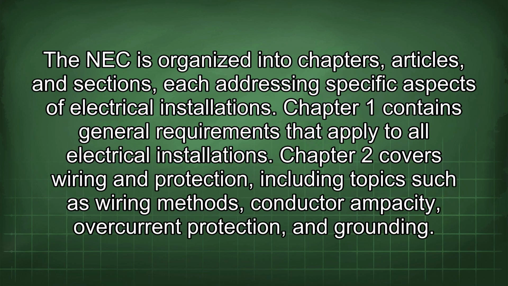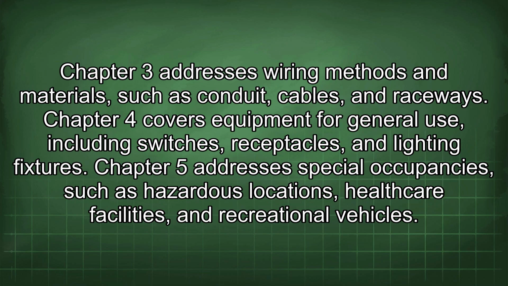The NEC is organized into chapters, articles, and sections, each addressing specific aspects of electrical installations. Chapter 1 contains general requirements that apply to all electrical installations. Chapter 2 covers wiring and protection, including topics such as wiring methods, conductor ampacity, overcurrent protection, and grounding. Chapter 3 addresses wiring methods and materials such as conduit, cables, and raceways.